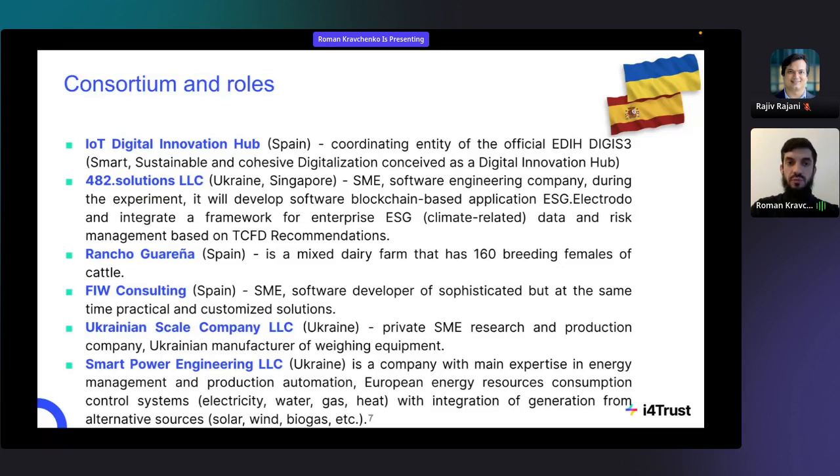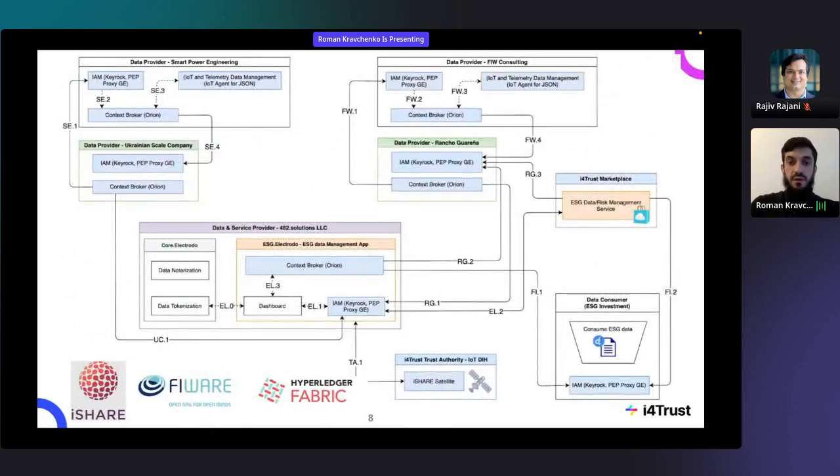In our consortium participate 2 companies from Ukraine and 3 companies from Spain, and we are facilitated by the IoT Digital Innovation Hub from Spain. And this is the system architecture of our experiment, in which data and service providers and data consumers are involved. Some of the data consumers we emulate, such as financial institutions, because due to the conditions of the IFA Trust, we can't involve the real entities in this experiment.